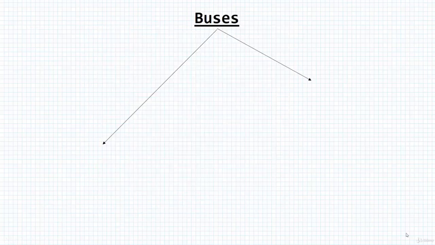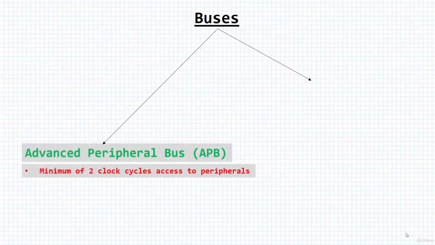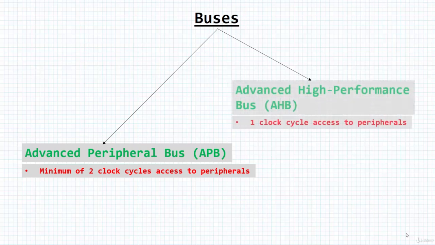Now let's talk about buses. So modern day Cortex microcontrollers have two types of buses. They've got the advanced peripheral bus, and they've also got the advanced high performance bus. The advanced peripheral bus is often written as APB, and the advanced high performance bus is often written as AHB. And when using the advanced peripheral bus, you require a minimum of 2 clock cycles to access a peripheral. But with the advanced high performance bus, you can use even 1 clock cycle to access peripherals.